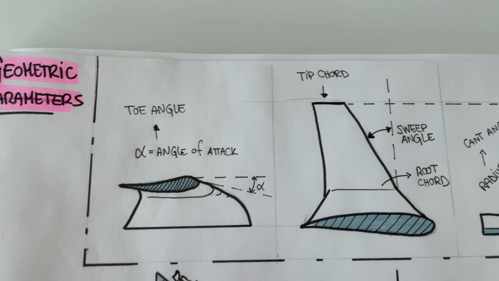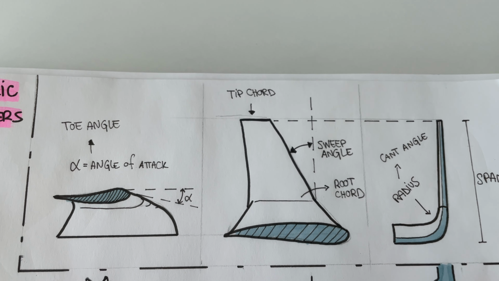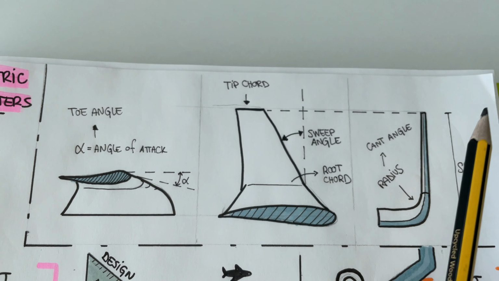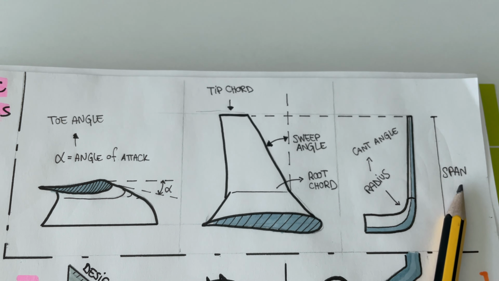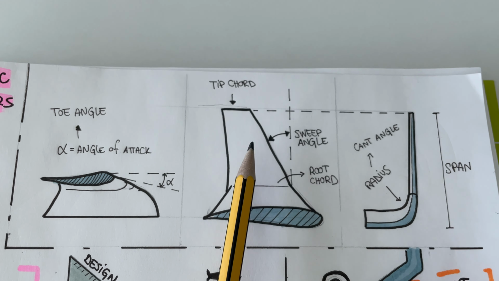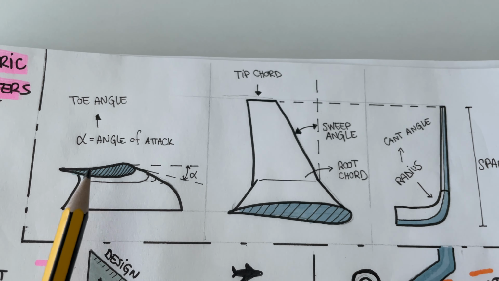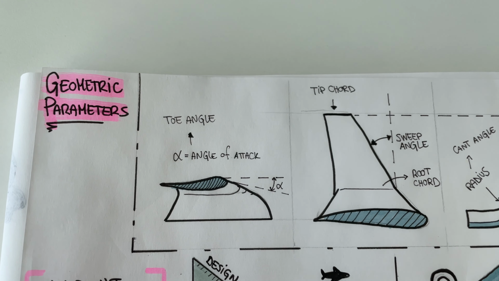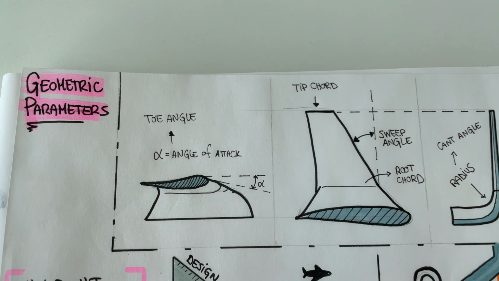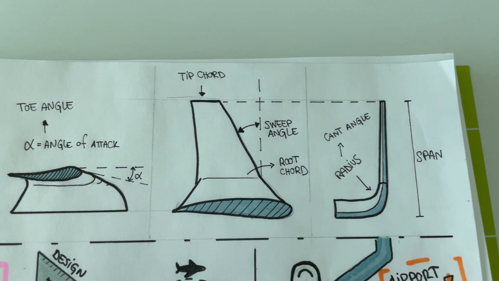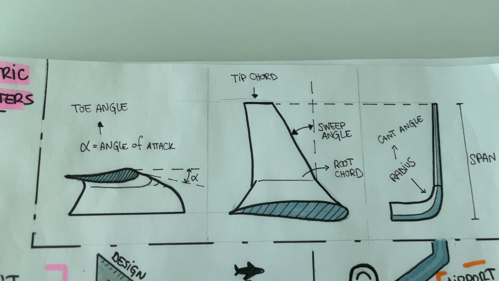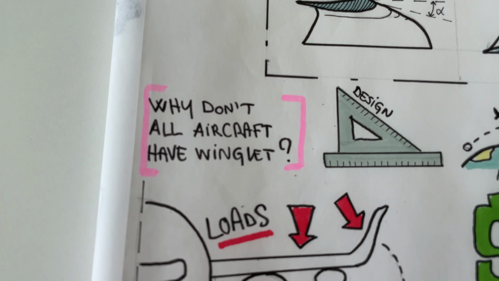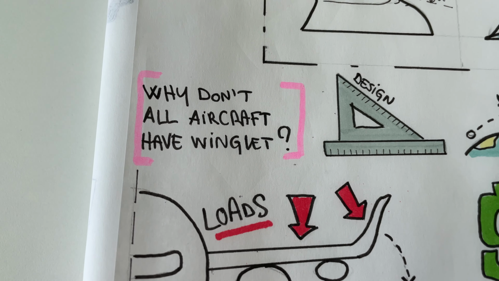So if you're a designer and you want to create the perfect winglet, you can work with all of these different geometric aspects, moving from the height, the cant angle, the sweep angle, the taper ratio, and the angle of attack of the winglet itself. If you wanna create the most efficient winglet, you've got to work with these geometric features. But if winglets are this beneficial, why don't all aircraft have winglets?